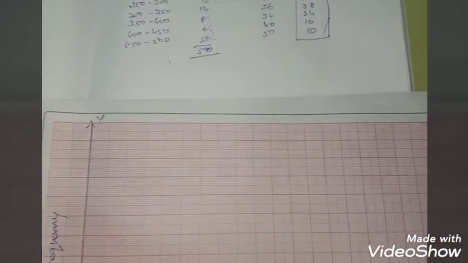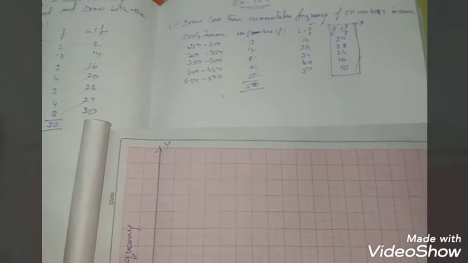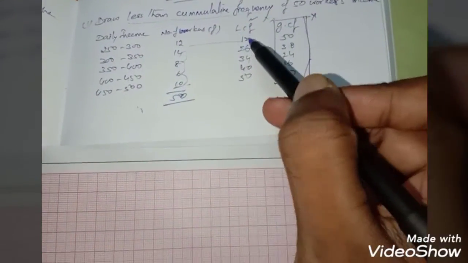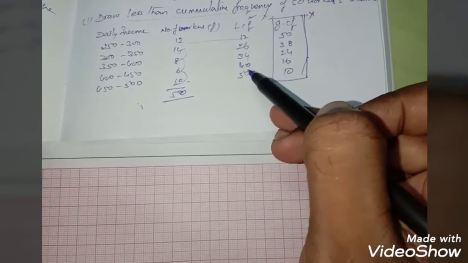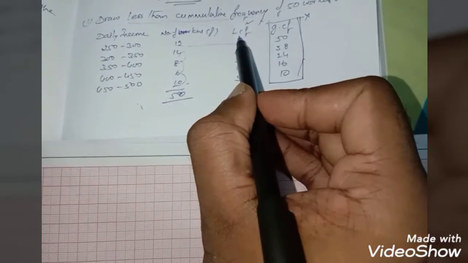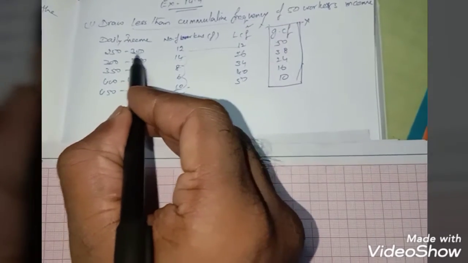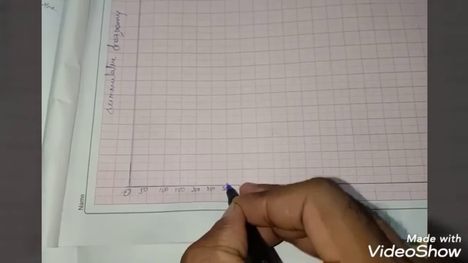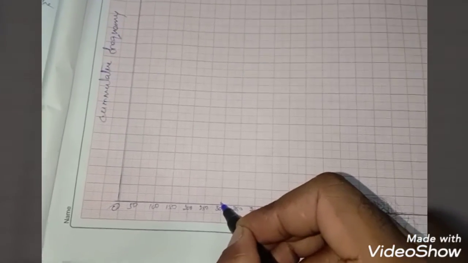Here we need to find the less than cumulative curve. For the less than cumulative curve, the values are 12, 26, 34, 40 and 50, and for the less than cumulative curve we need the upper boundary. The first upper boundary is 300, so our graph starts with 300, right? Now for 300 your point is 12.